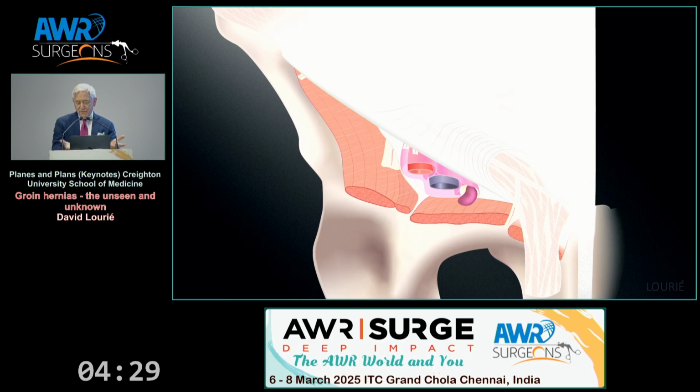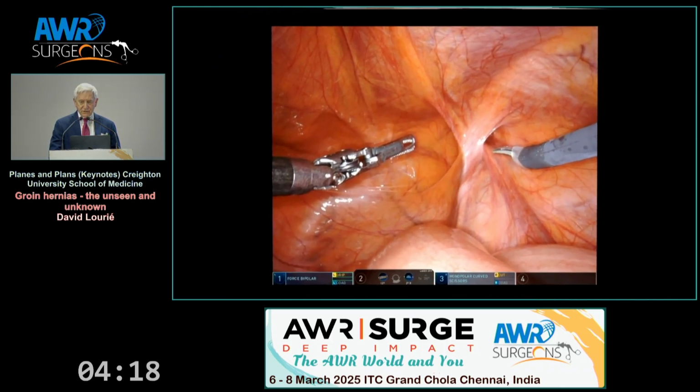That external epimysium of the external oblique has been called intercrural fascia or Gallaudet's fascia. It also goes down and forms and runs on top of the spermatic cord. Let's look at that in a real patient.